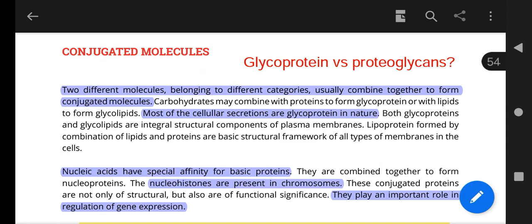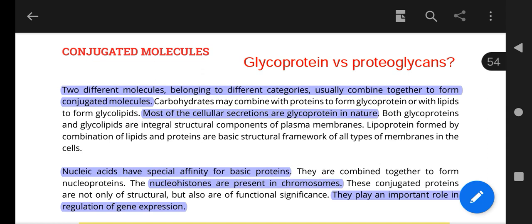Let's start with our next topic, that is conjugated molecules. Actually, the word conjugated means the complex or the compound thing that is formed by two different categories. For example, for the sake of convenience, if you add some sand into the milk, the compound will be conjugated. So two different molecules belonging to different categories combine and form the conjugated molecule.